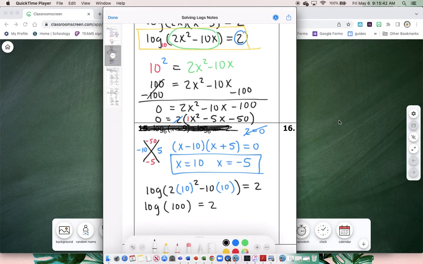Let's put log, because we have base 10, right? This is my common base. This is the only base that you could put in the calculator. So just put log of 100, and that, yes, gives me 2. I checked it. So this one is checked out.